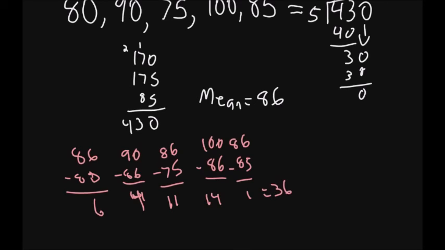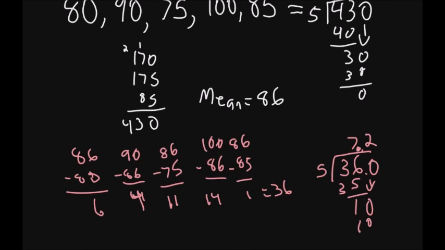And I got to divide that by the 5 numbers I had there. So 5 goes into 36 7 times, which is 35. Subtract, I get 1. Since we've been over decimal division, let's go ahead and add a decimal and a 0. So 5 goes into 10 2 times, which is 10. So we can stop there because we're finished. So my mean absolute deviation for that set of numbers is 7 2/10.